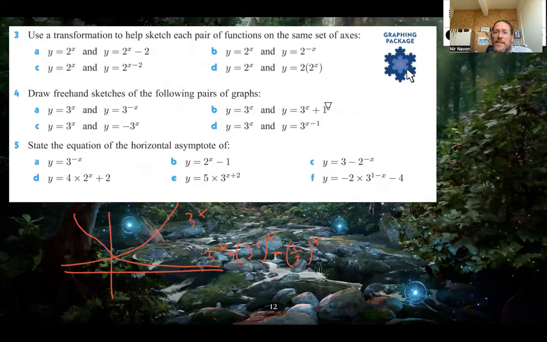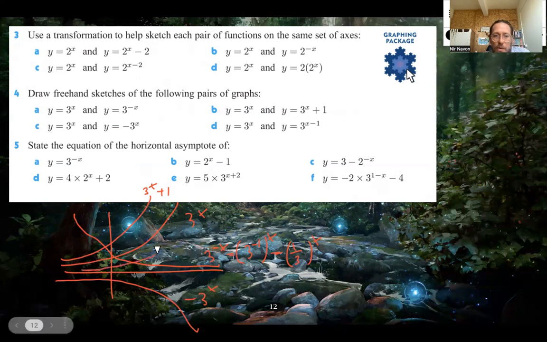3 to the power of x plus 1. So there's a horizontal translation. It's going up by 1. Minus 3 to the power of x. So if this is 3 to the power of x, this would be a reflection on the x-axis. And 3 to the power of x minus 1, that's a translation in the horizontal. Because it's minus 1, you remember, it's counterintuitive, and then we move to the right a bit. So that will look like that, for 3 to the power of x minus 1.